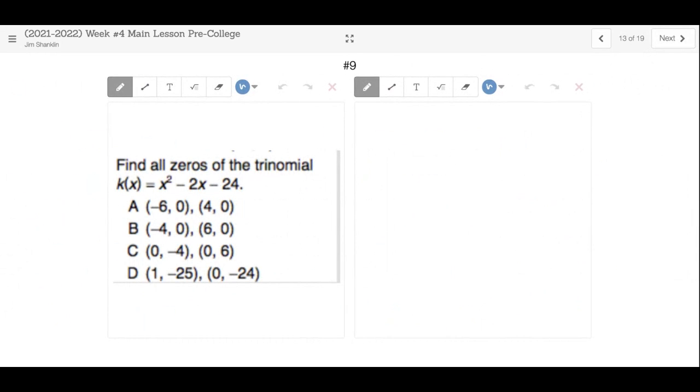Number 9, it says find all the zeros of the trinomial. Well, if I'm finding zeros, I'm usually just factoring. What 2 numbers multiply to give me negative 24, but add up to negative 2? All right, let's see here. 6 and 4. Negative 6, so x minus 6, x plus 4. So 6 and negative 4 would be my solutions, or my zeros. So letter B.